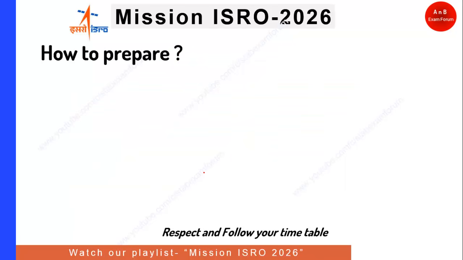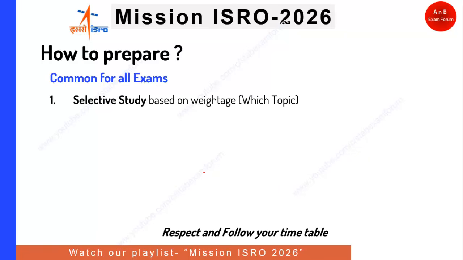Okay, coming to how to prepare this section. Since it is common for all the exam, first and foremost, you should do a very selective study. What do I mean by selective study? Selective study means you should choose a topic which has more weightage. Weightage slide just now in the previous slide we have seen. You can take a snap, okay, and just do a selective study based on weightage. For example, misspelled word is having more weightage, so you focus on that topic.